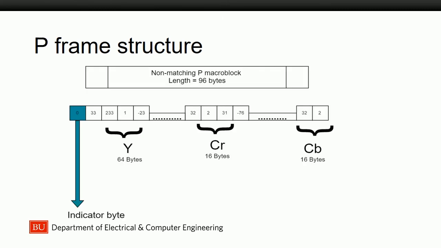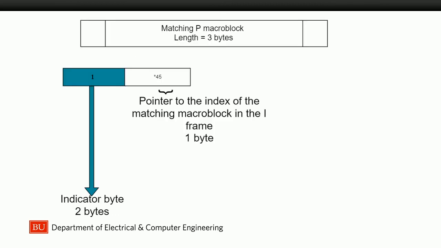Now let's go over the structure of the P frame. Each macro block in the P frame has an indicator byte attached to it. If the indicator byte is a 0, then the macro block doesn't match any stored macro blocks in the iframe. Thus, the size of this macro block would be 96 bytes. A 1 before a macro block indicates that this is a matching macro block. For this type of macro block, the second value indicates the reference pointer. Thus, the size of each macro block in a P frame is either 96 bytes or 3 bytes.